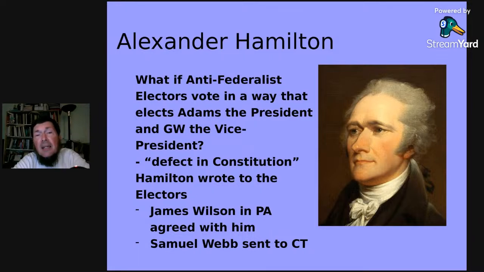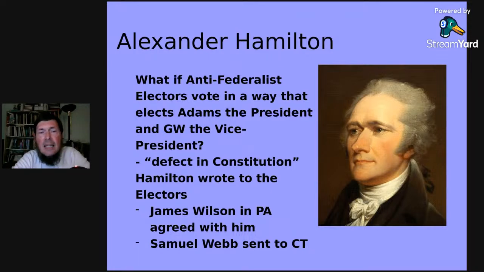One thing that's kind of funny is that Alexander Hamilton was writing to people about this issue, and he called this the defect in the Constitution. This was a change in position for him because in the Federalist Papers, he wrote that this was the one thing about the Constitution that everybody liked, the electoral vote.